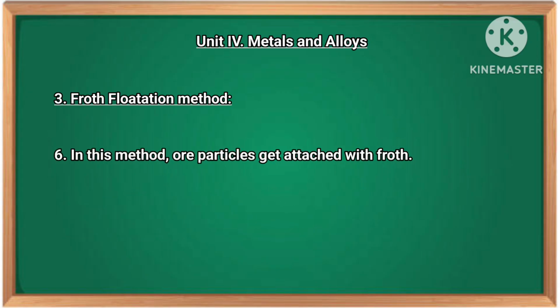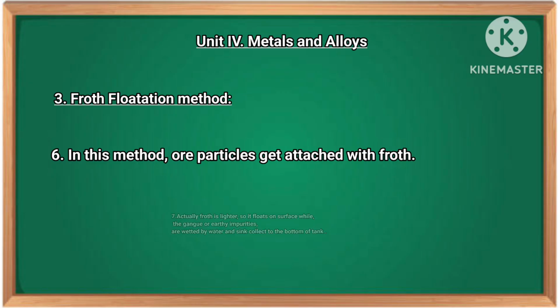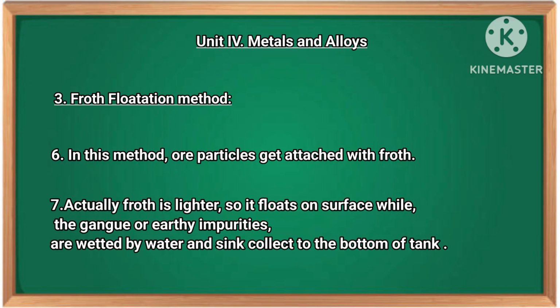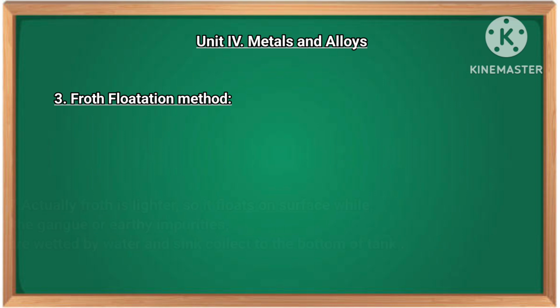In the froth flotation method, ore particles get attached to the froth. The reason behind that is that froth is lighter, so it floats on the surface, while the gangue or earthy particles or impurities are wetted by water and sink, collecting at the bottom of the tank. We can observe this well in our previous diagram.